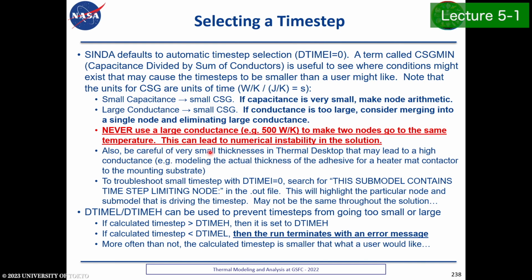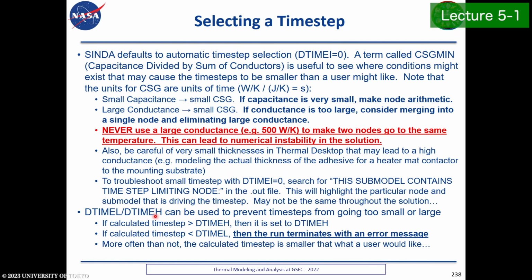If you are using DTIMEI equal to 0, there's some useful information in the output file. If you search for the string that says this submodel contains time step limiting node, it will occur at various places throughout there. I think every time step might be that it's in this submodel one time and this other submodel another time and a third submodel another time, but it can help point you to, hey, this one is doing something that's driving your time step small. You might look at what the network is doing around there. What are the conductors? What's the capacitance? See if you can understand why it's doing what it's doing.